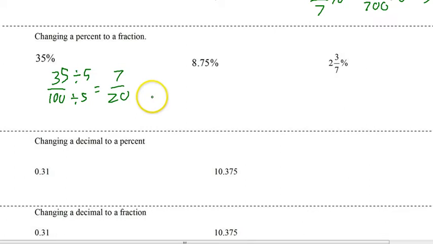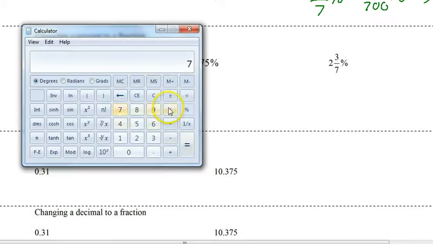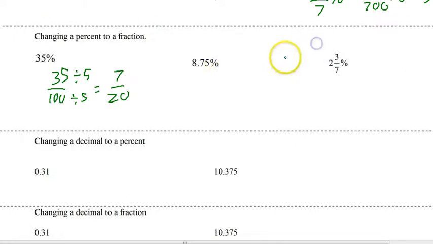And that's your fraction. How do you know it's correct? Well, you can just take your calculator and recheck it. 7 divided by 20, hit enter. It's 0.35, move it over 2, you get 35%. What if you have a decimal? Well, it's the same thing.